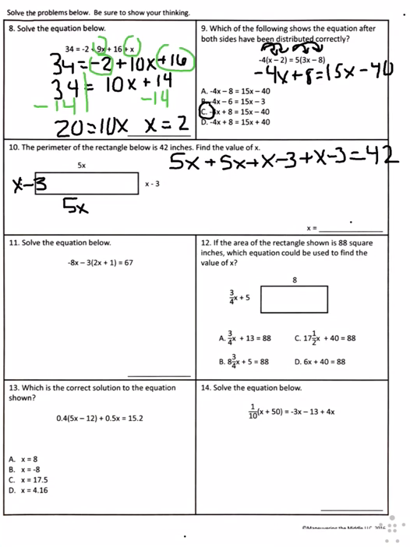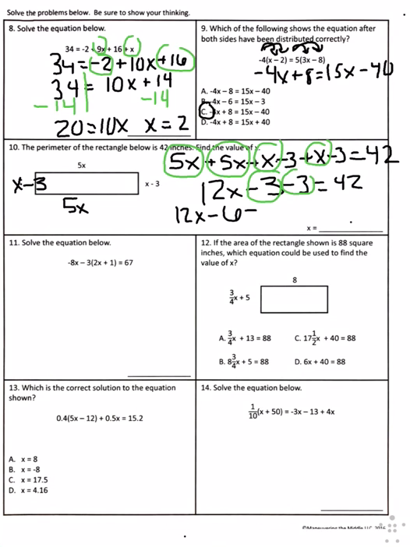I'm going to go ahead and combine all of my like terms, 5x, 5x, x, and x. 5 plus 5 is 10, 10 plus 1 is 11, 11 plus 1 is 12. 12x minus 3 equals 42. I continue combining like terms, negative 3 and negative 3. Negative 3 and negative 3 are going to give us a negative 6, and then equals 42. Continue combining like terms by doing the opposite.